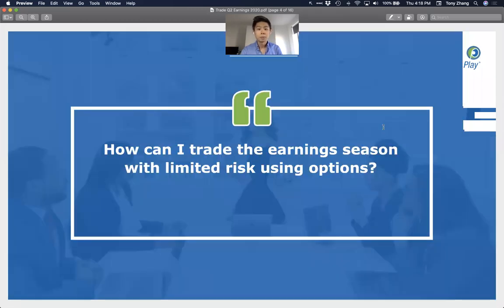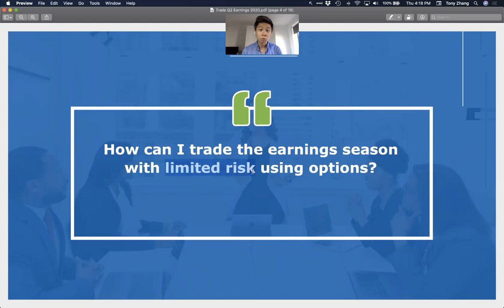Great. So the question that I want to help investors answer as a result of today's webinar is really, how can I trade this earnings season with limited risk utilizing options? And the key words here being limited risk, because whenever we're trading earnings, we can trade the underlying stock itself, but the concern about trading the stock itself is that if you have a big adverse move, that could lead to a very large loss almost instantaneously or overnight on the earnings announcement.